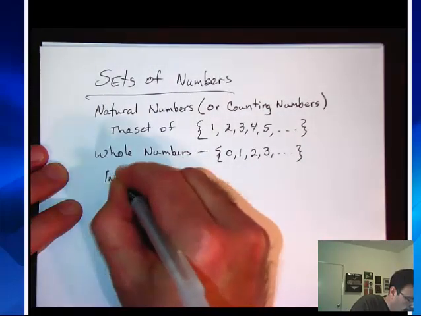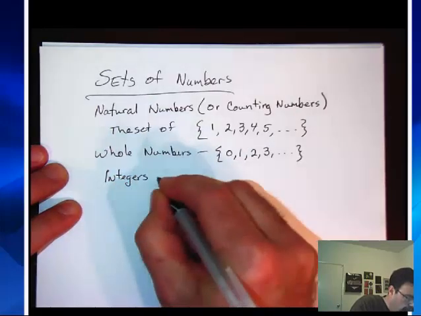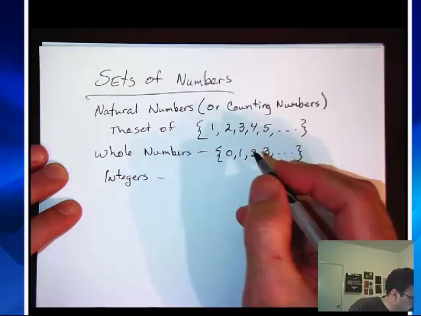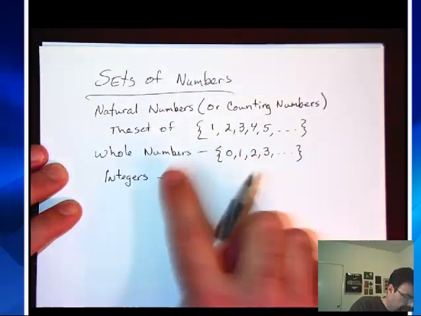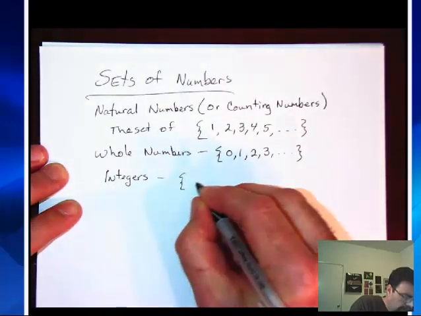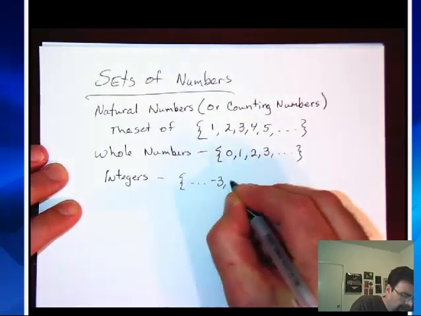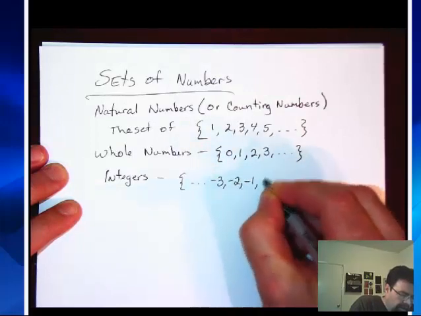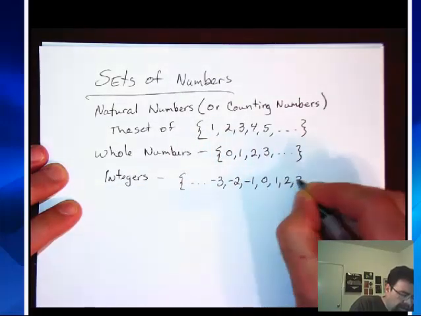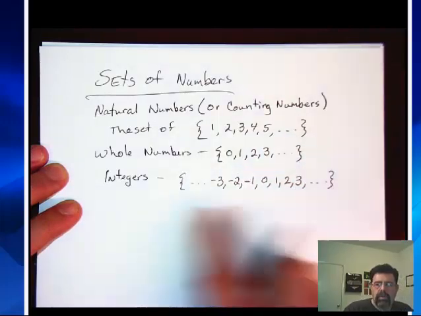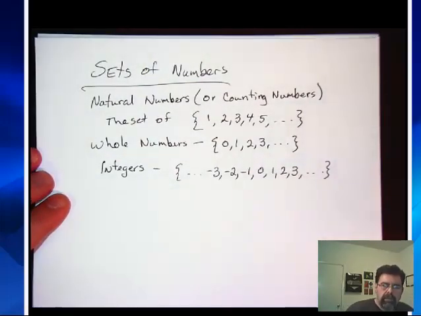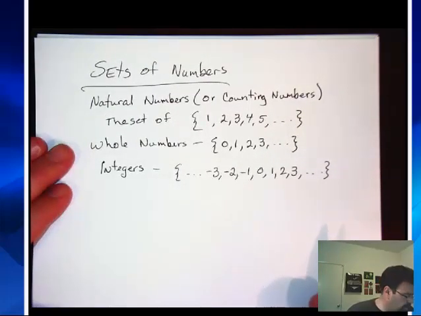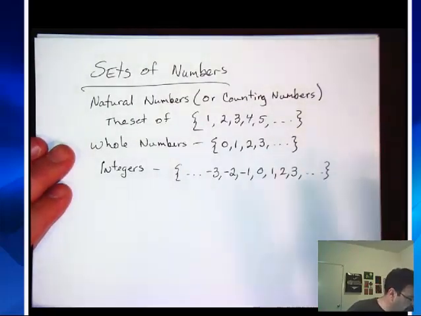And then integers, and those are the set of whole numbers and then the opposites. So it's going to be -3, -2, -1, 0, 1, 2, 3, and so on. It goes in both directions forever. Okay, so that's the basic sets of numbers.